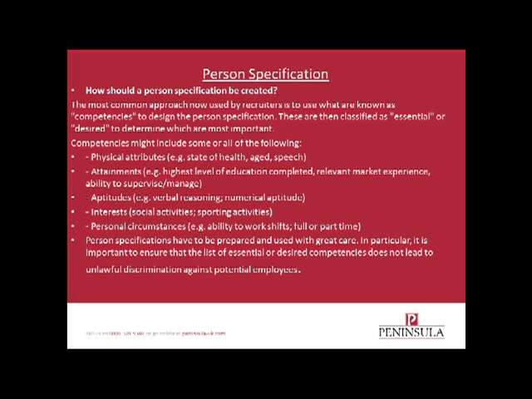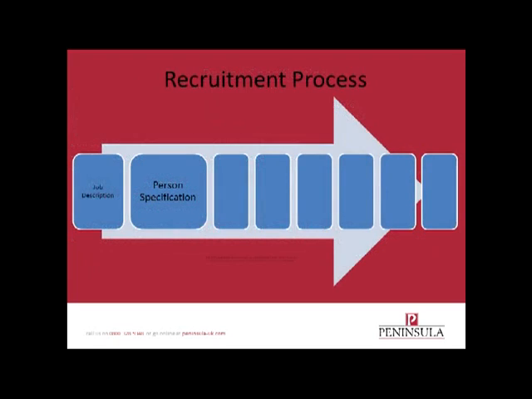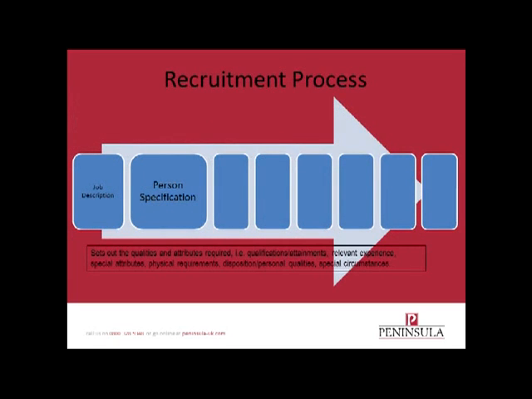Be very careful of that, because also when you're holding it up, people can see it if you're making notes. So we've got the job description in place, we've got the person specification, and that sets out the qualities, attributes required, and qualifications, attainments, relevant experience, special attributes, physical requirements, disposition, personal qualities and special circumstances. So you've got to make sure that you have a person specification in place, because you really truly can't get the right person for the right job without putting benchmarks in to know what you're looking for in the first place.